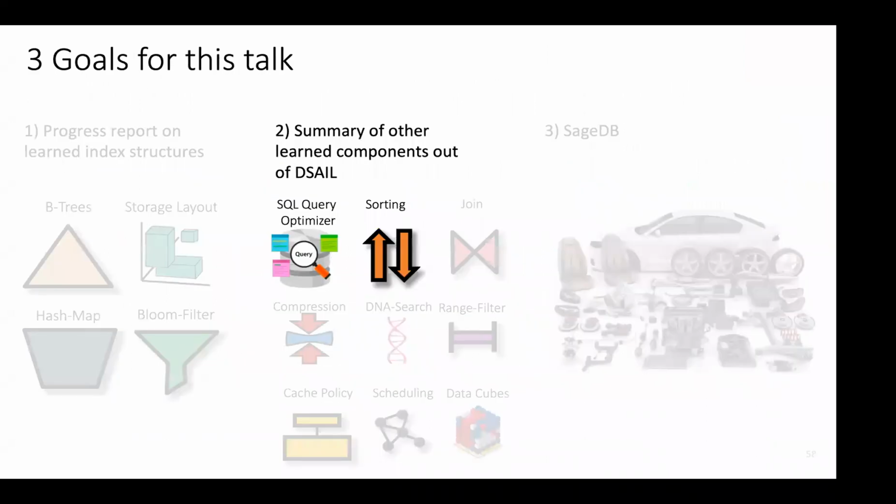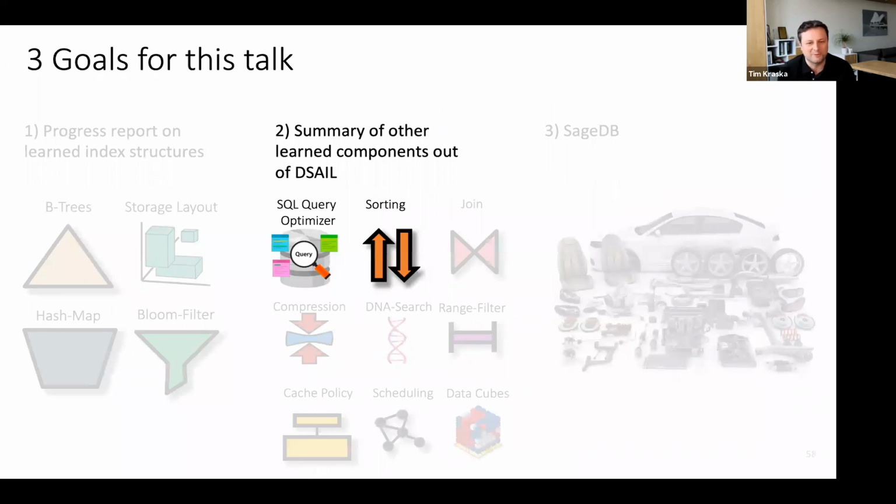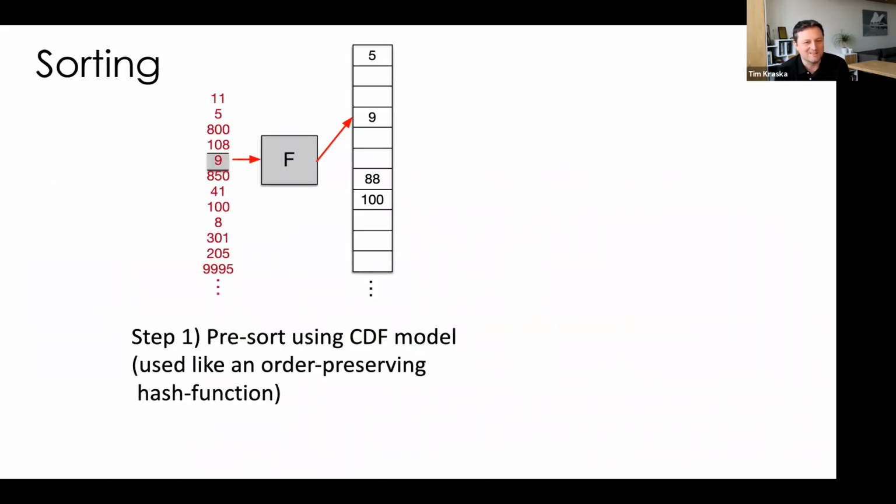Okay, given the time, I will do it very quickly. We recently looked into sorting as well as joins. I will only cover sorting here, very quickly. This came up almost the moment we published the paper: can we use those order-preserving hash functions to speed up sorting?